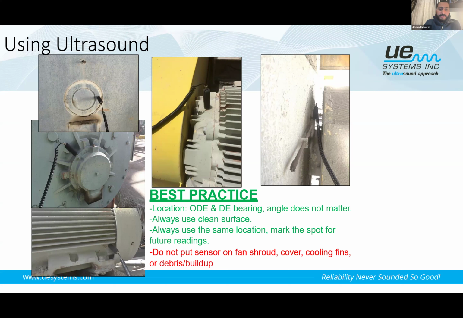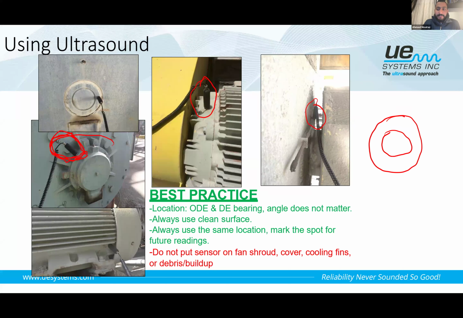So usually we use the ultrasound sensor, like the structure-borne one. We don't use the airborne anymore in the structure-borne inspection, like the rotating equipment. So we use the structure-borne sensors on both bearings. Let's say, for example, if we are talking about an electrical motor, we use the sensor next to the grease fitting in the inboard and also in the outboard of the motor. So usually it's not recommended to put the sensor on any fan shroud or cover or cooling fins, because basically we want to listen to exactly what's happening inside the bearing.